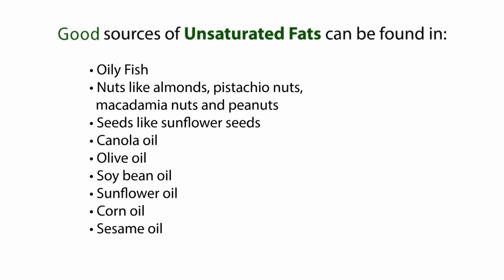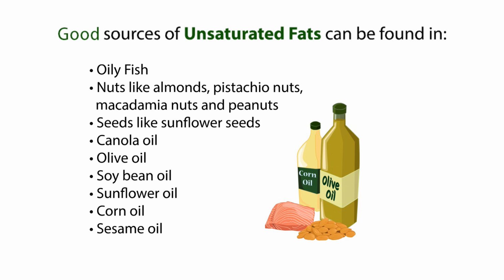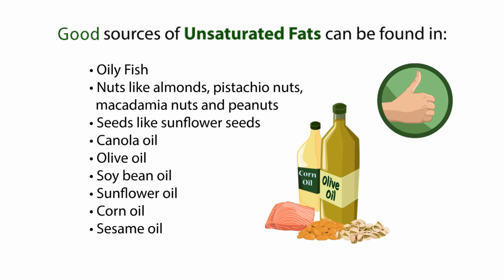Good sources of unsaturated fats include oily fish, nuts like almonds, pistachio nuts, macadamia nuts, peanuts, and seeds like sunflower seeds. Also, use cooking oils with a higher proportion of unsaturated fats like canola oil, olive oil, soybean oil, sunflower oil, corn oil, and sesame oil.